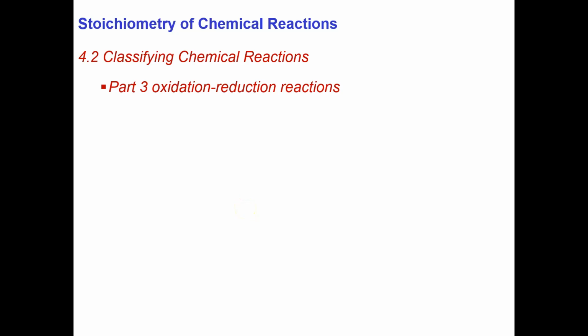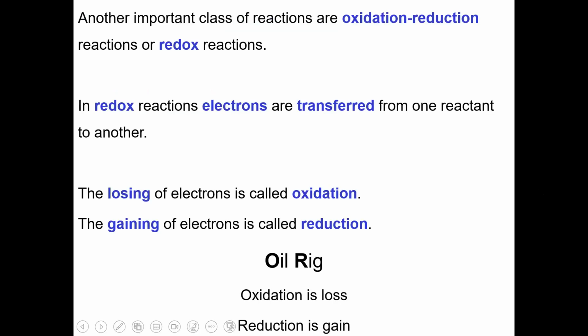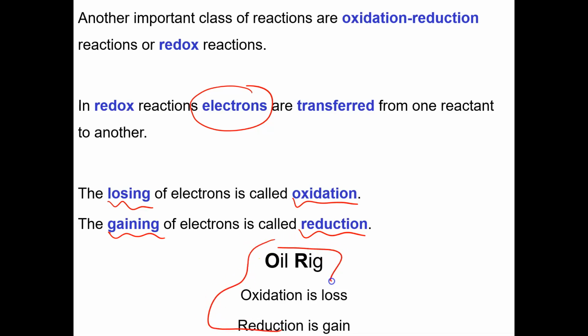The third class of reactions that we'll look at in section 4.2 are what are known as oxidation-reduction reactions. Oxidation-reduction reactions are also sometimes known as redox reactions. In redox reactions, what occurs is that electrons are transferred from one reactant to another. The reactant that loses electrons is said to undergo oxidation, and the reactant that gains electrons is said to undergo reduction. You can conveniently remember this using the mnemonic OIL RIG, which stands for oxidation is loss and reduction is gain.